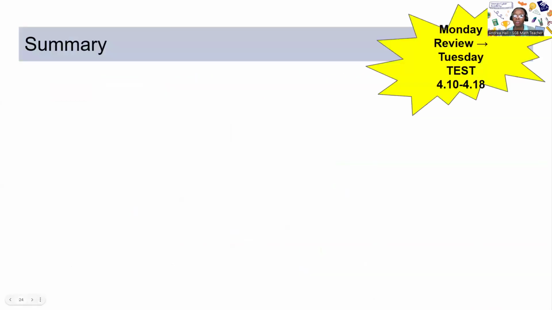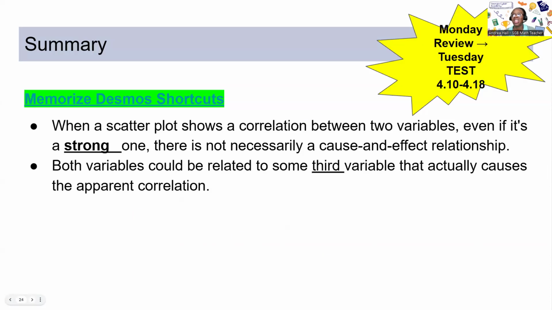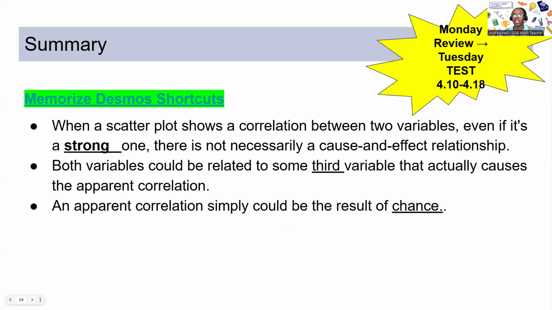And here's our summary of what we learned. Memorize your decimal shortcuts. Please do that. Whether a scatter plot shows a correlation between two variables, even if it's a strong one, that's not necessarily a cause and effect relationship. Both variables could be related to some third variable that actually causes the apparent correlation. An apparent correlation could be the result of chance.